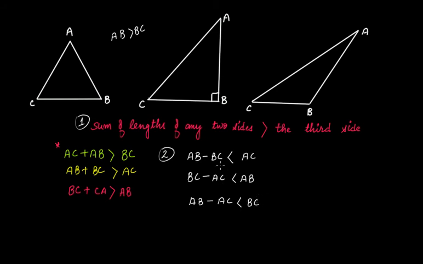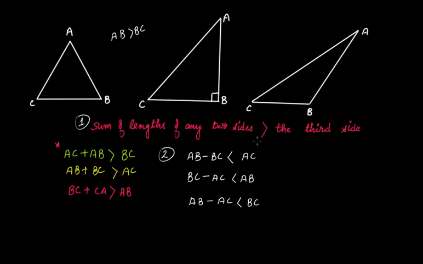The point is that you have to subtract a smaller value from a larger value. Since we don't know here which side is greater and which one is smaller, the only point is that if you subtract a smaller side from a larger side, then that will be less than the third side.